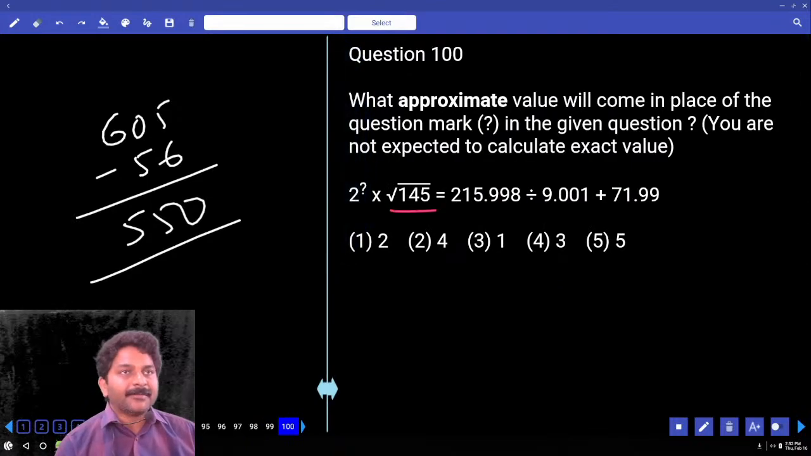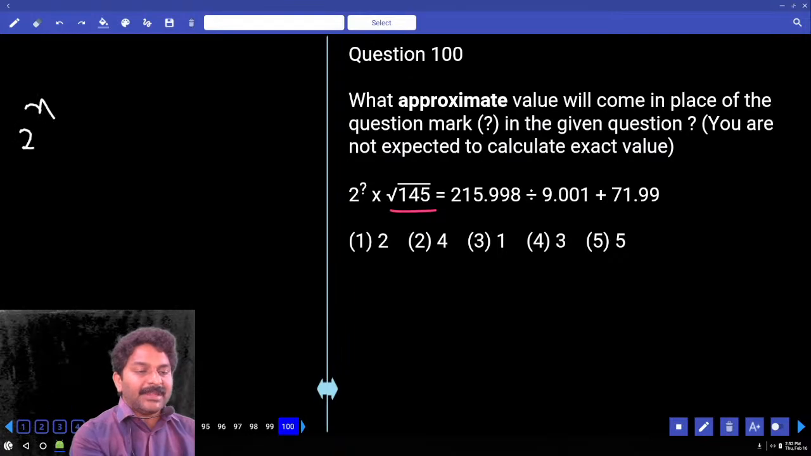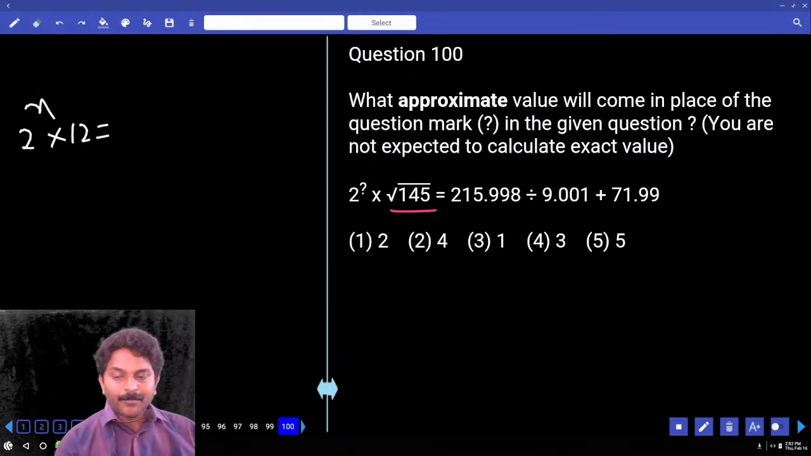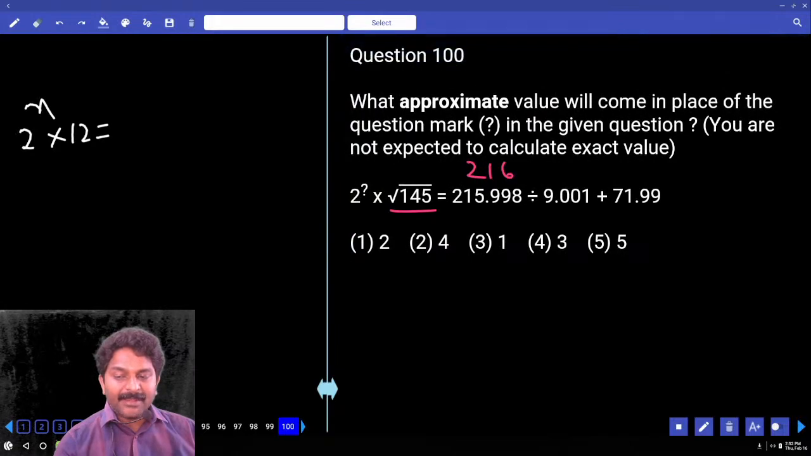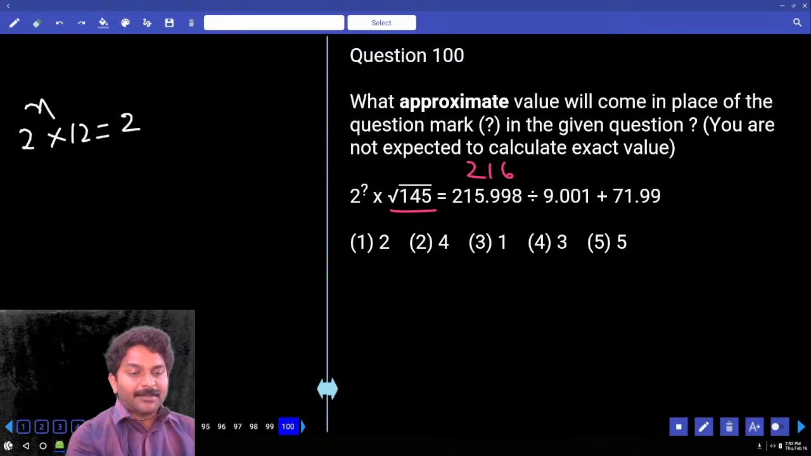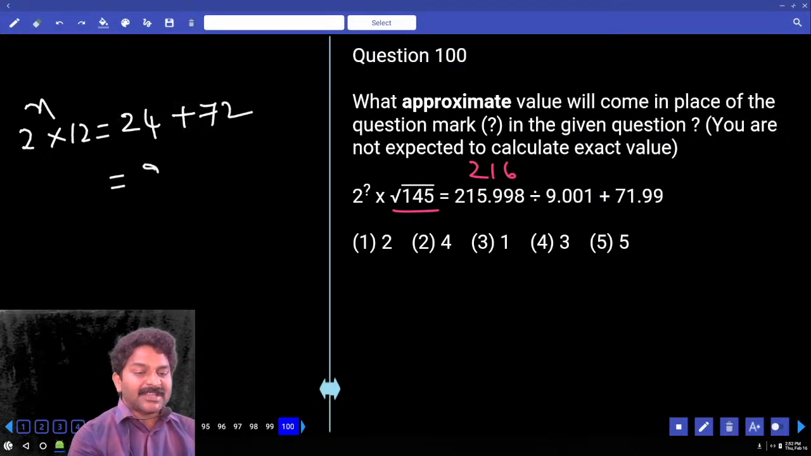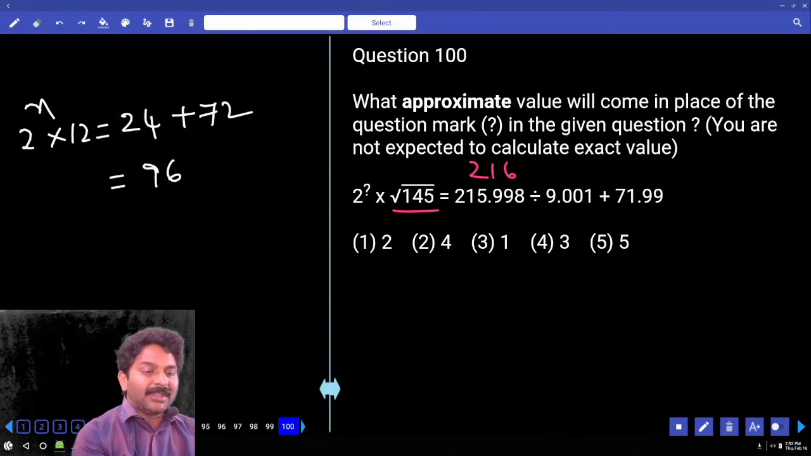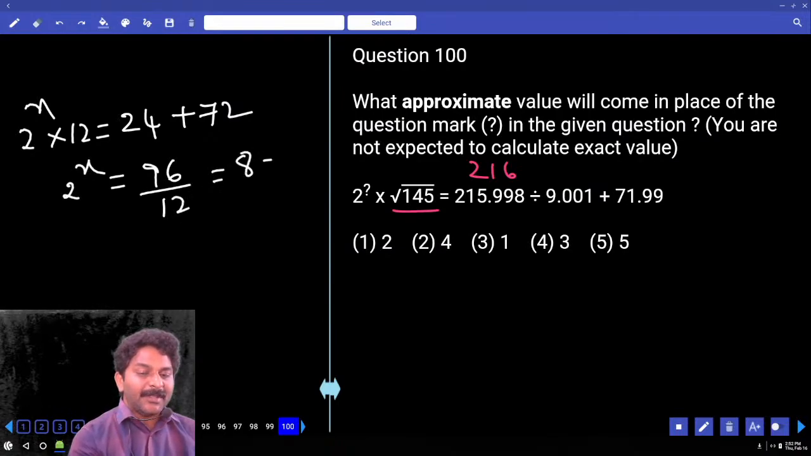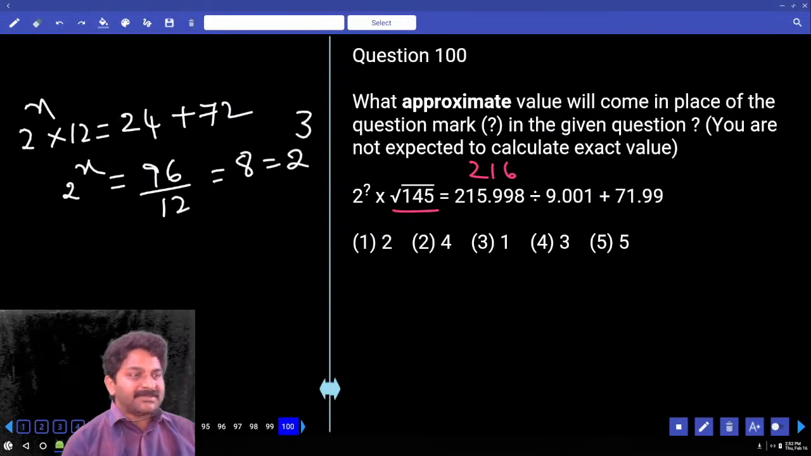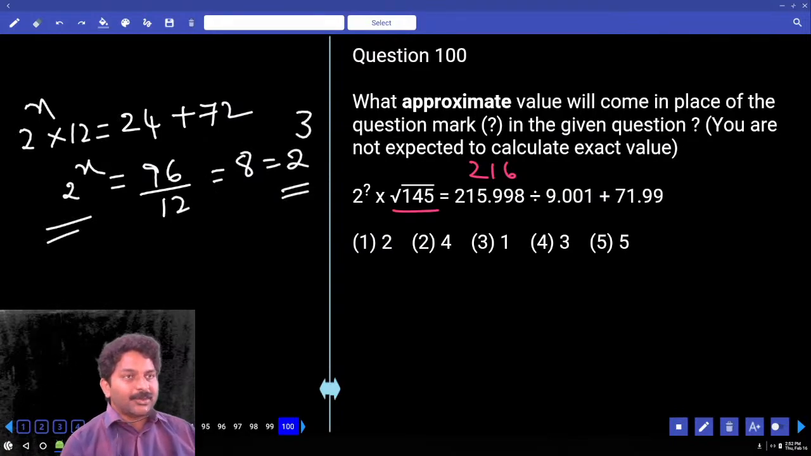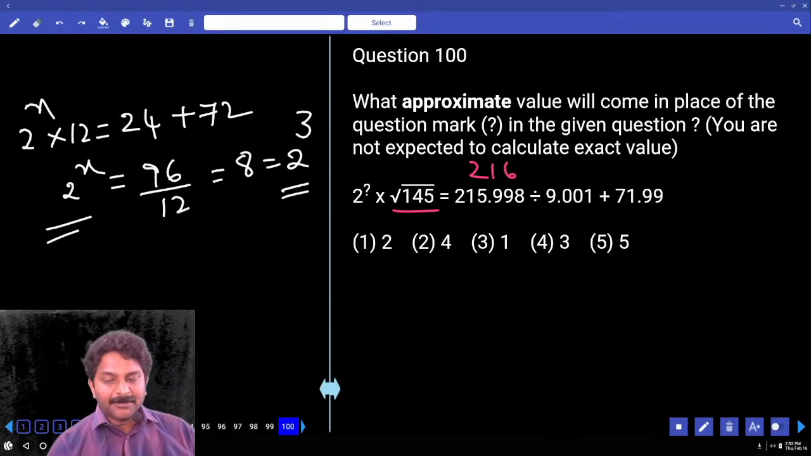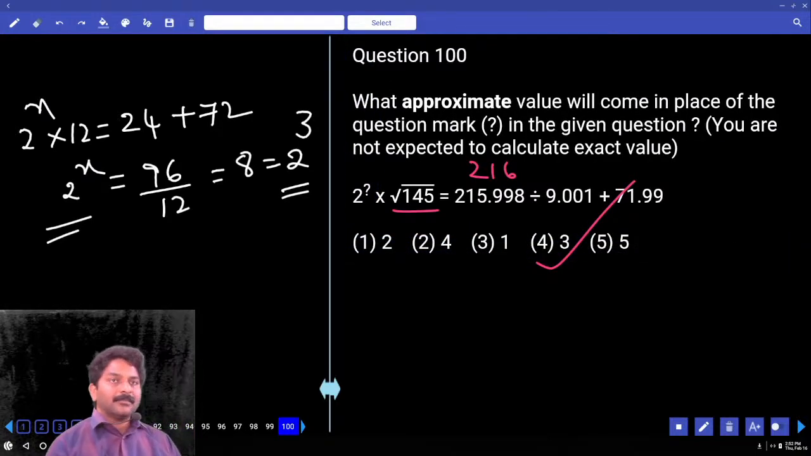Under root of 145. 12. So 2 power x into 12 is equal to 216 divided by 9. 9 2 times and then 4 times plus 72. How much is that? 96. Then 2 power x is equal to 96 divided by 12, which is 8 times. 8 can be written as 2 cube. Base values are same. 2 power x is 2 cube. X is equal to 3. Option 4. Over.